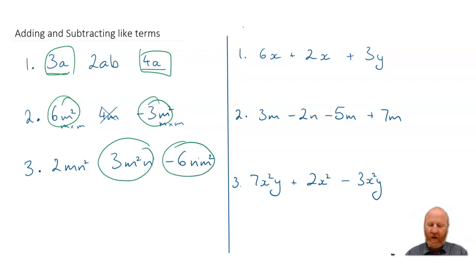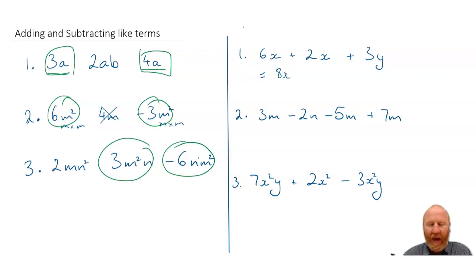Now that we've got that straight, we should quickly go over and have a look at these questions. Well, we can add like terms together, but we can't add things that are not like terms. So, if I've got 6x plus 2x, that is 8x. This is 6 times x, or 6 lots of x. This is 2 lots of x. When we put it together, there are 8 lots of x.